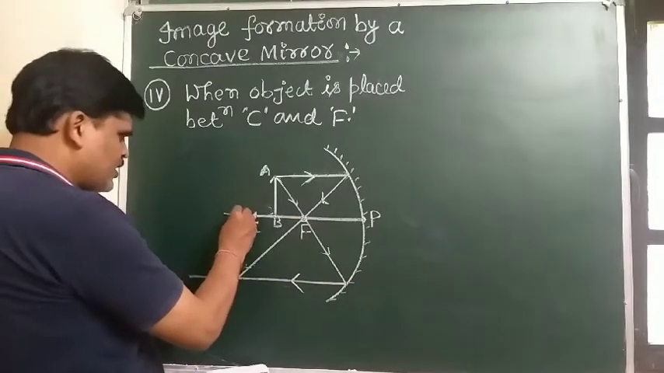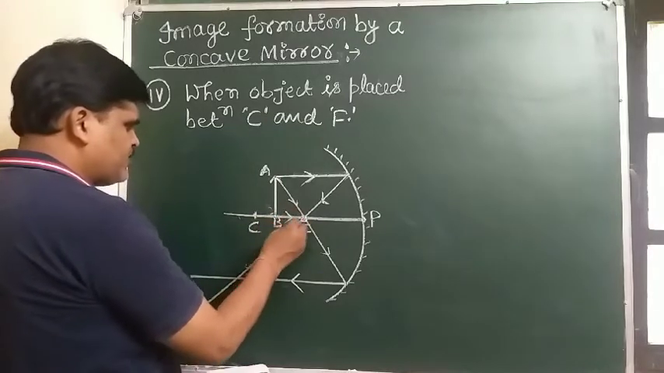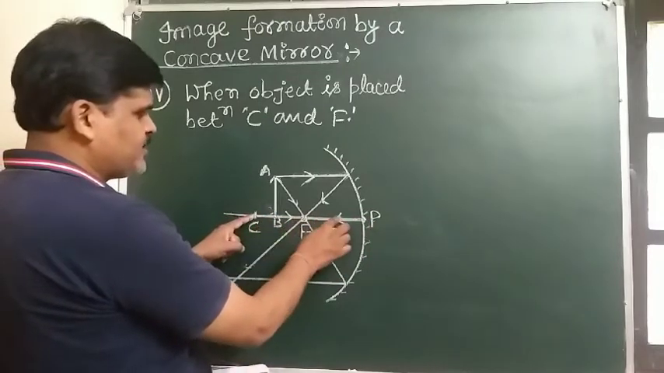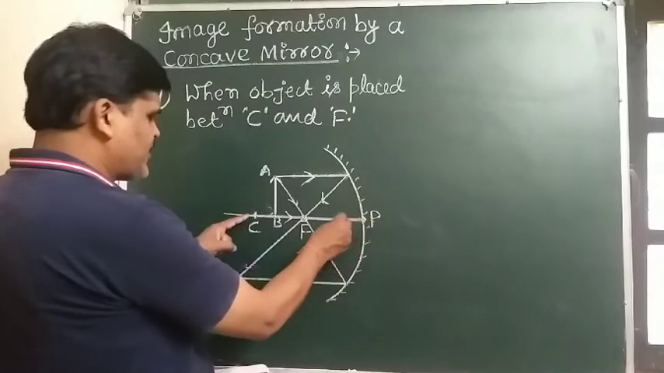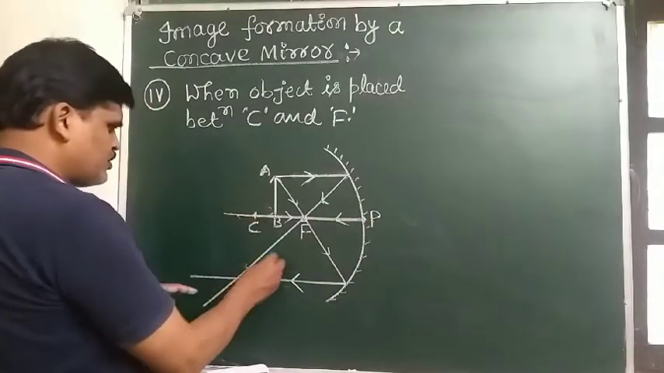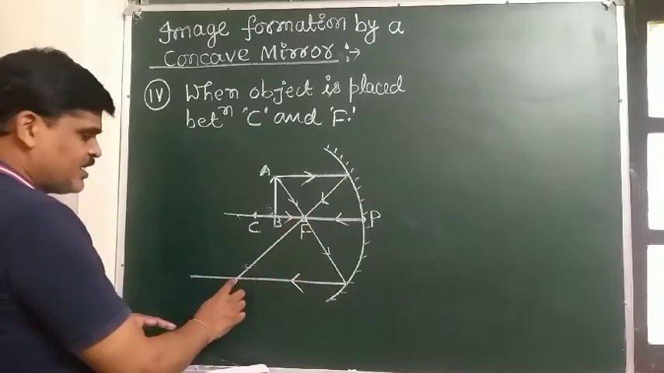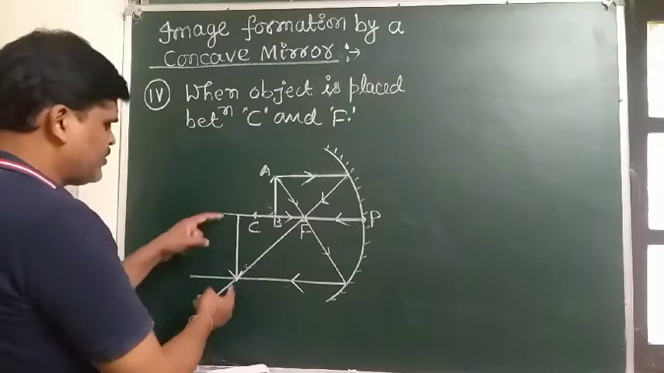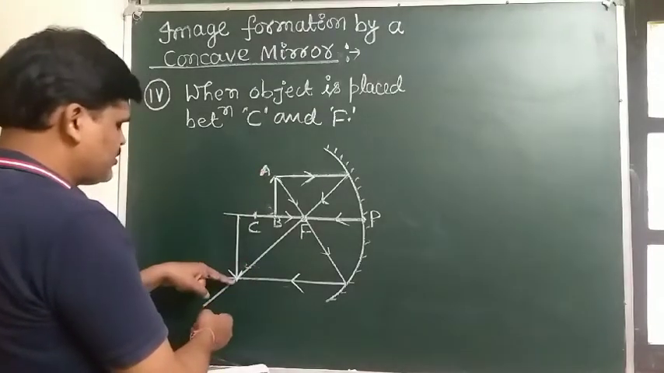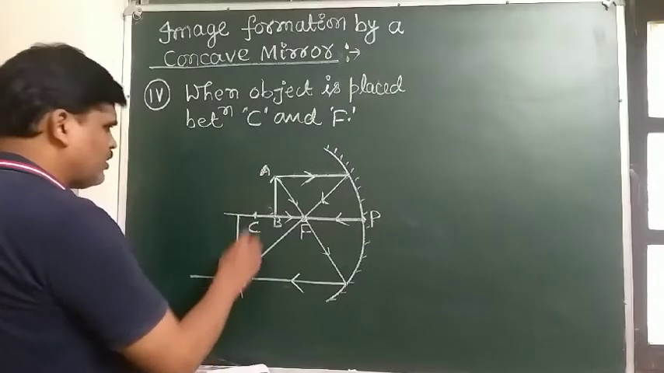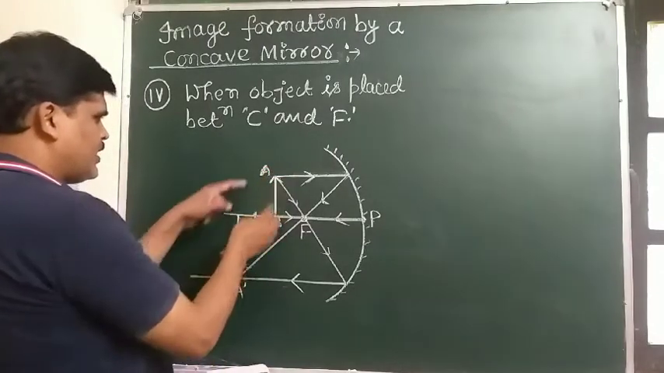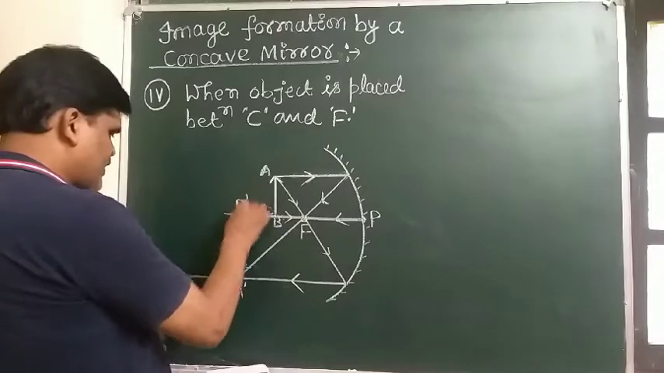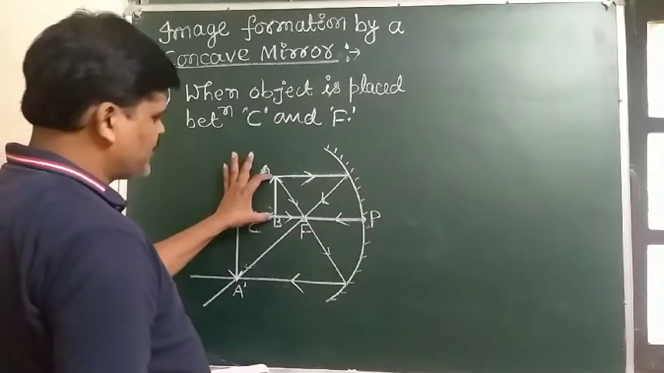And again, if a ray of light goes towards CP, that is the normal, and normally if a ray of light falls on the concave mirror, it reflects along the same path. So these two reflected rays intersect after reflection, and the image is formed. This is the top portion of the image. The object point A has image A dash, and B has image B dash. This is the image size and this is the object size.